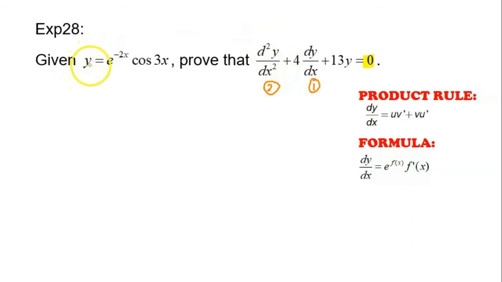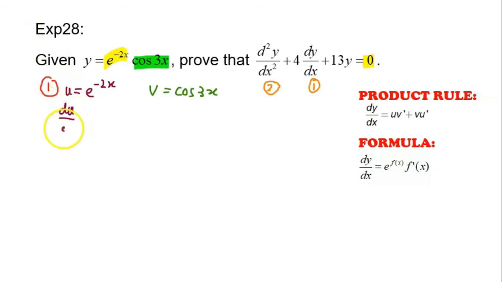For our equation y here, it is a product of two functions, where the first function is e to the power of negative 2x, and the second function is cos 3x. First, we will find dy/dx by using the product rule. Let u equal the first function e to the power of negative 2x and v equal the second function cos 3x.